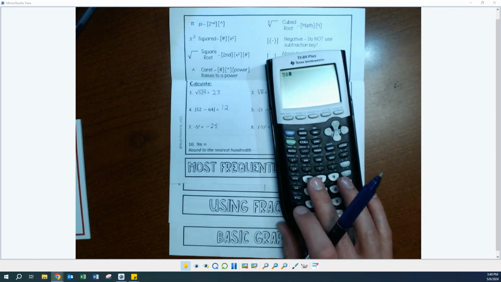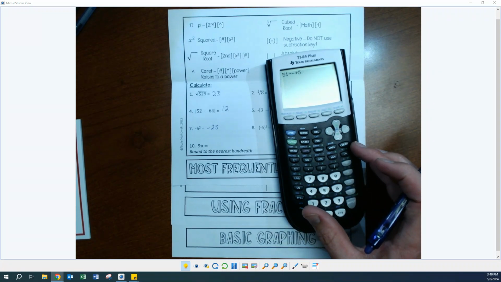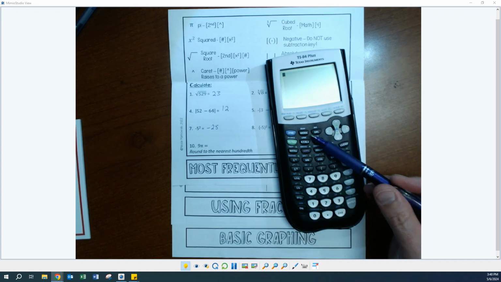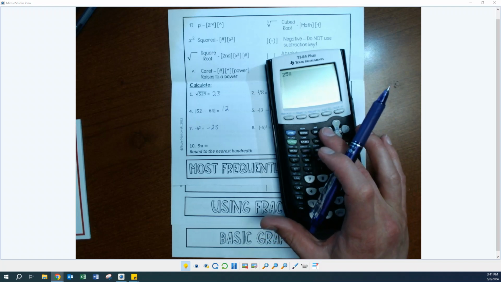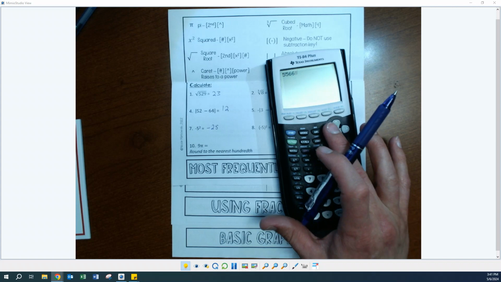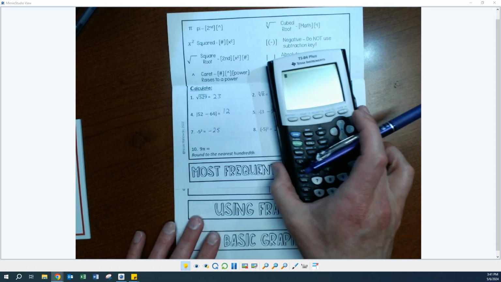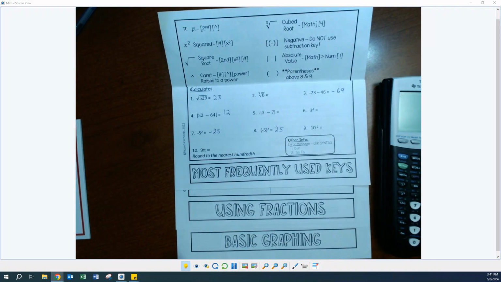Anytime you need to clear your screen, this little button right here, clear, will clear the line. This button right here, DEL, will delete it, but it needs to be either on the number or in front, and it will delete the thing in front. Go ahead and complete this. Pause the video, go ahead and complete this before moving on to the next one.